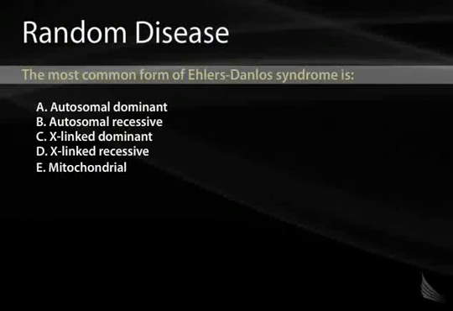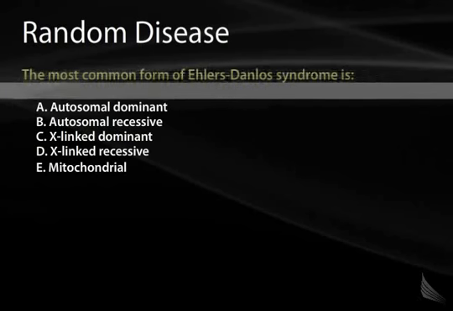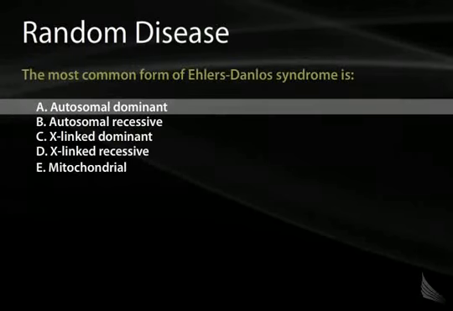Here we have another question, random disease for you. The most common form of Ehlers-Danlos syndrome is which of the following? Is it autosomal dominant, autosomal recessive, X-linked dominant, X-linked recessive, or mitochondrial? And the answer is A, autosomal dominant, right? This is a gain-of-function type of mutation or a dominant negative function with collagen getting in and gumming up the works. So you only need one bad copy, and therefore you would consider it an autosomal dominant disease.